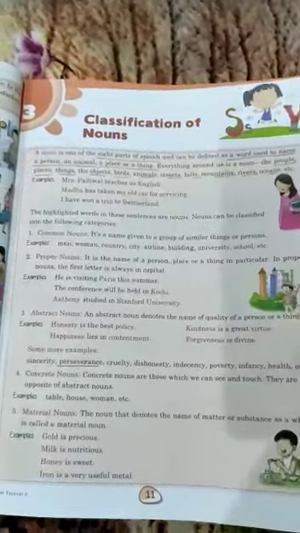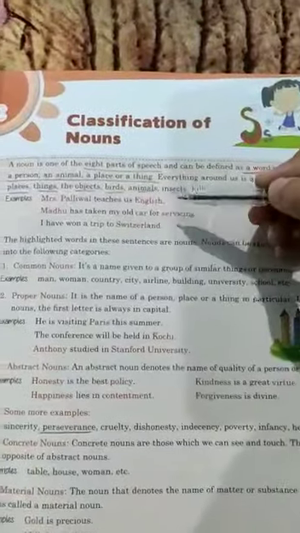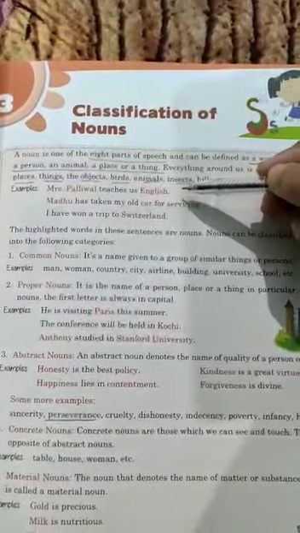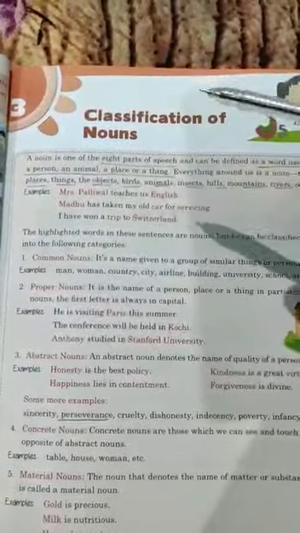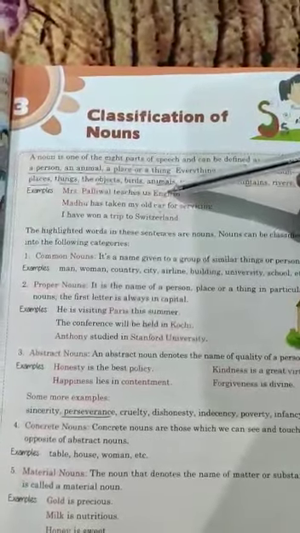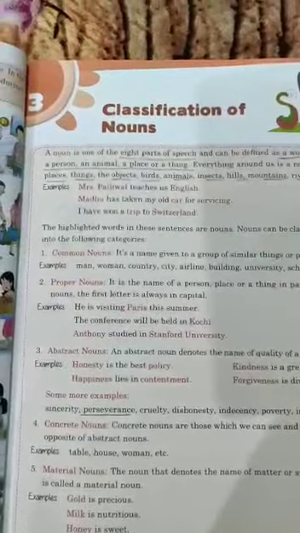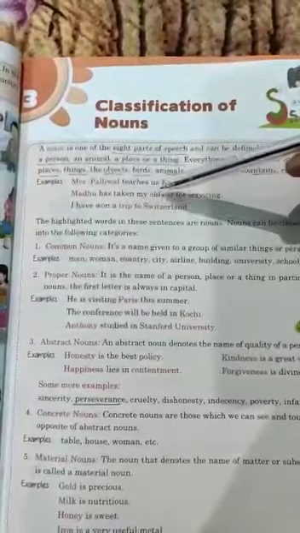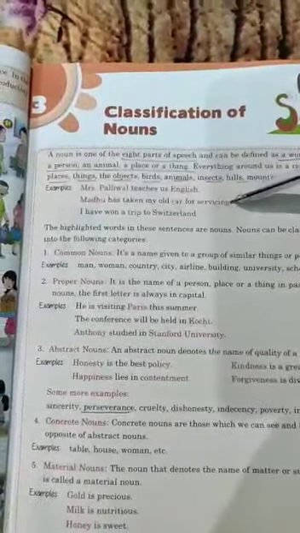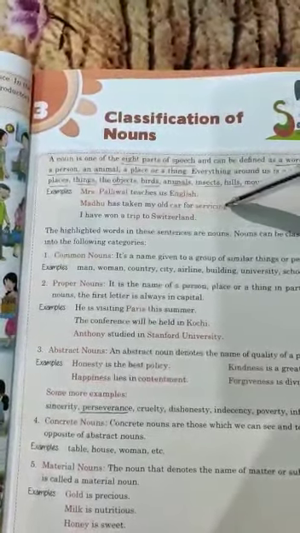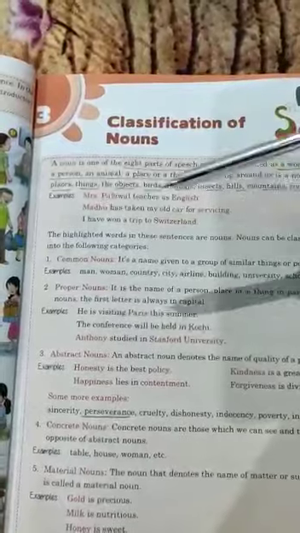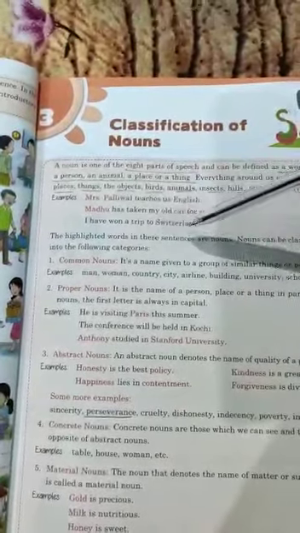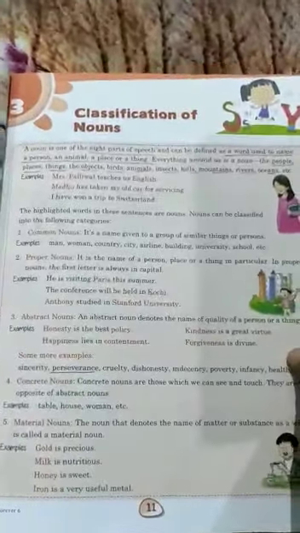Now, let's take a few examples. Sentence number 1, that is Mrs. Paliwal teaches us English. So here Mrs. Paliwal and the name of the subject, that is English, is a noun. Next is Madhu has taken my old car for servicing. So here the words Madhu, car and servicing, they are nouns. I have won a trip to Switzerland. So here trip and Switzerland, both of them are nouns.